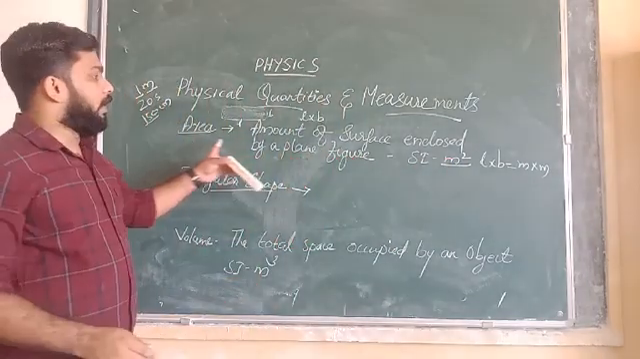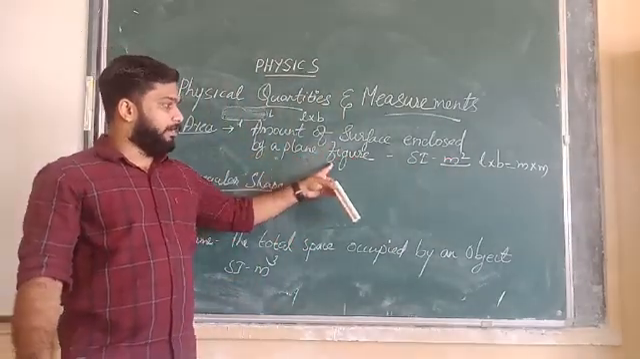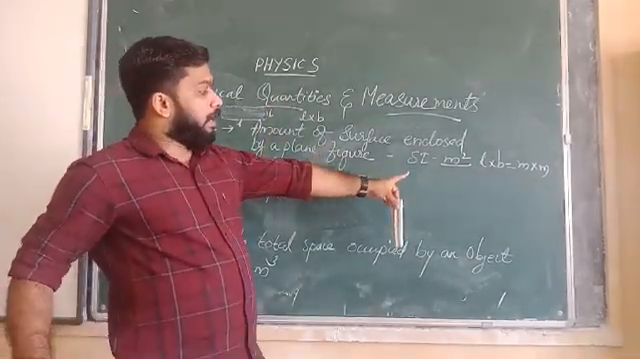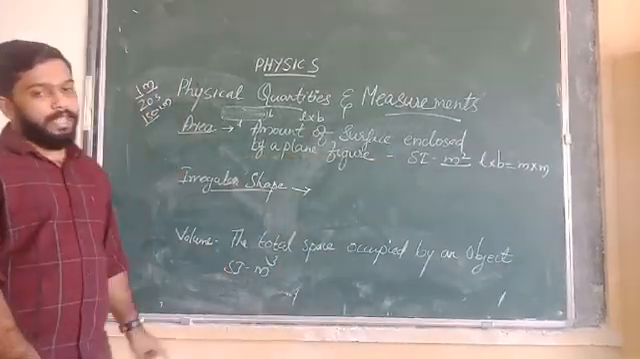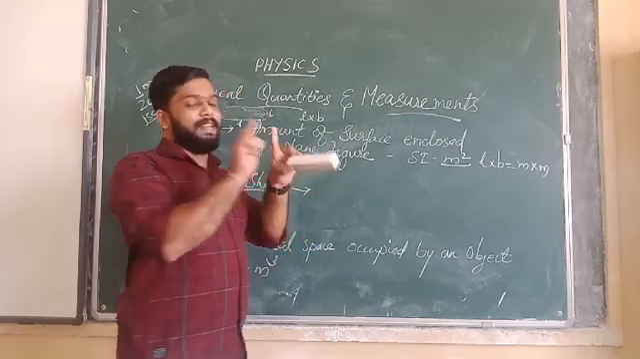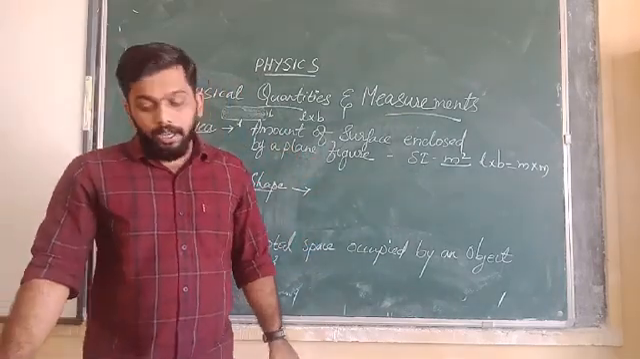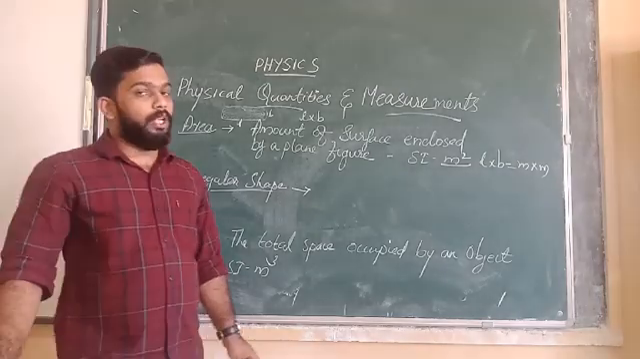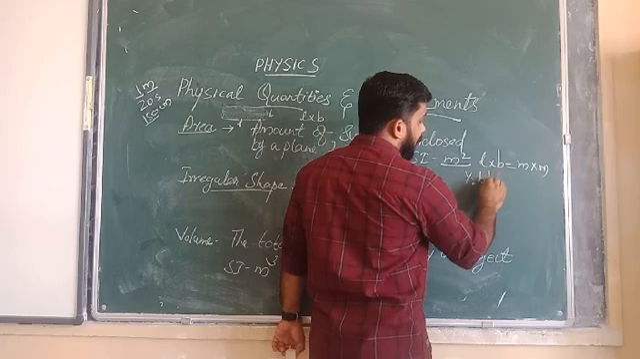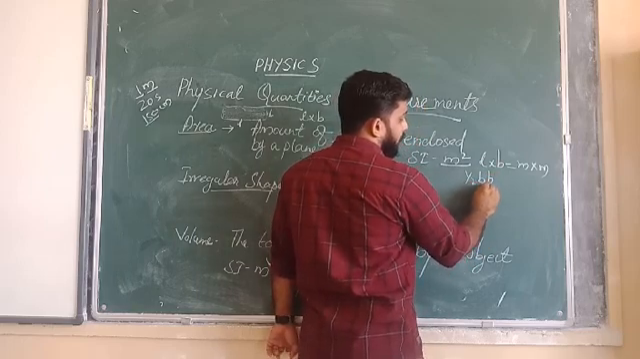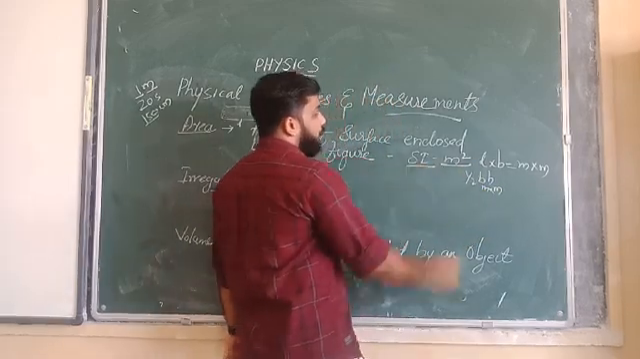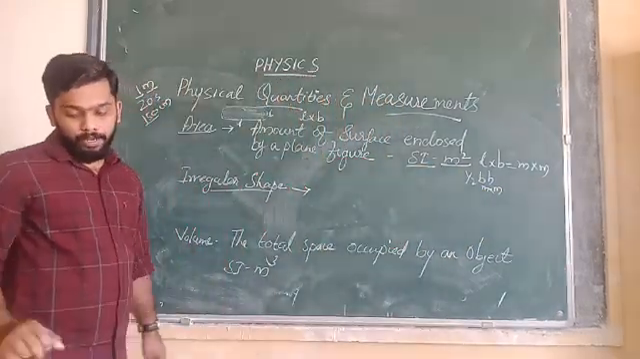So the amount of surface enclosed by a plane figure is called the area, and the area can be measured as follows. If it is a square, you will be using side into side. If it is a rectangle, you will be using length into breadth, and if it is a triangle, you will use half BH. This you have already used in maths. Breadth is in meter and height is also in meter, so meter into meter, meter square. So the SI unit of area is meter square.